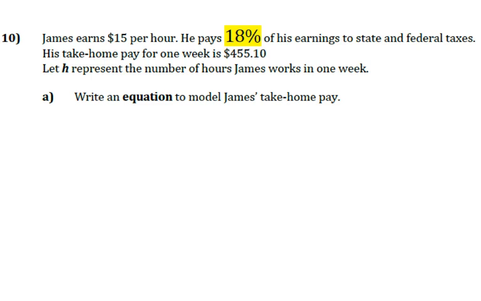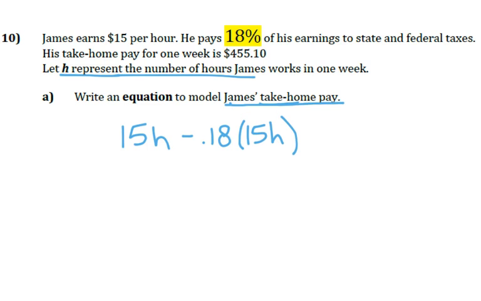So our goal is to represent James's take-home pay. So we know that he earns $15 per hour. So to represent how much he's earning, we would do 15 times the number of hours that he's working, which is represented by H. So 15 times H. We also know that he has to pay 18% of those earnings to state and federal taxes. So we're going to subtract 18%, so 18/100ths, times 15h. And that results in his actual take-home pay.